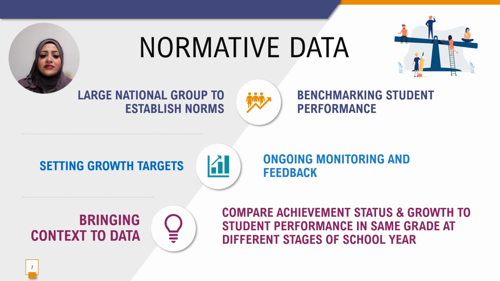For example, if a student's RIT score places them in the 75th percentile, it means that student performed better than 75% of students in that normative sample. Normative data provides benchmarks for typical academic growth over a specific period of time. Teachers can use benchmarks to set realistic and challenging growth targets for their students.